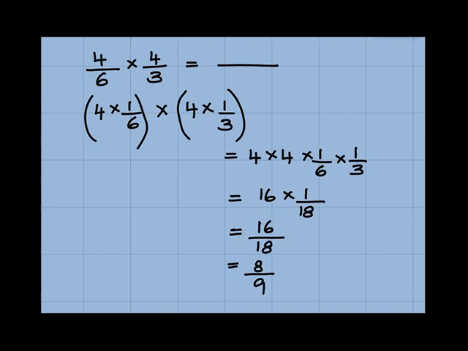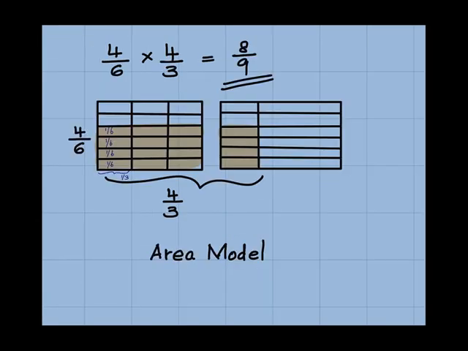Now simplify that fraction. Both are multiples of 2. 16 is a multiple of 2 and 18 is also a multiple of 2. So when we simplified, it became 8 over 9. And that is the answer. Let's move on to the next problem.